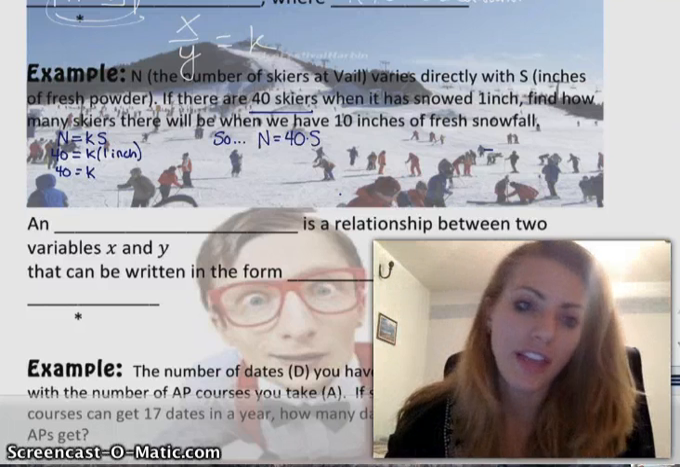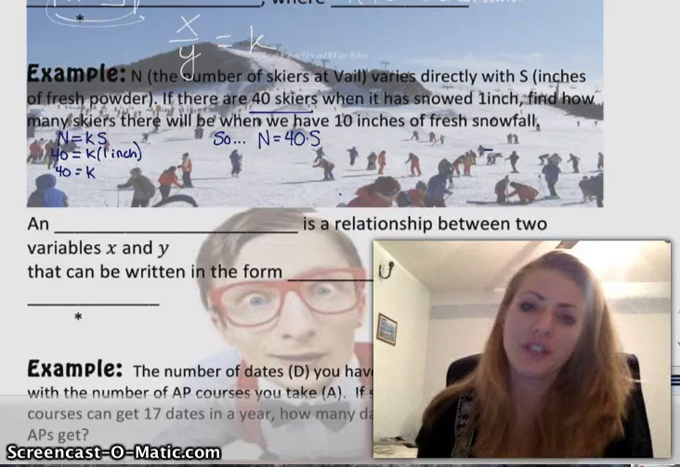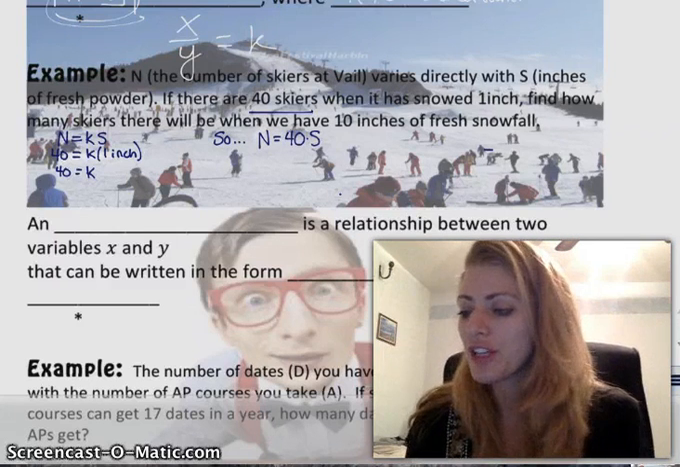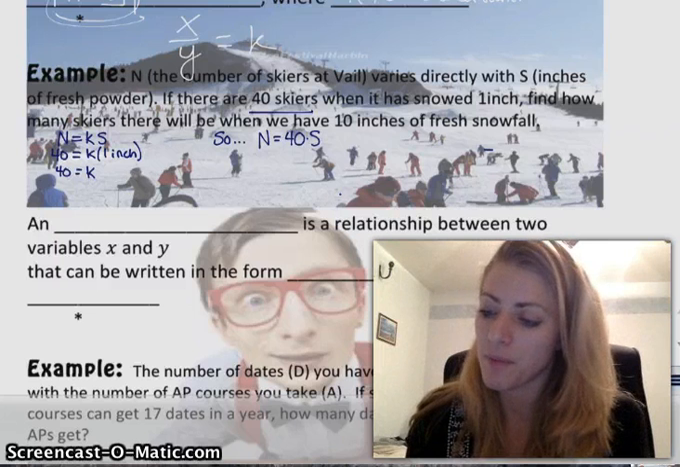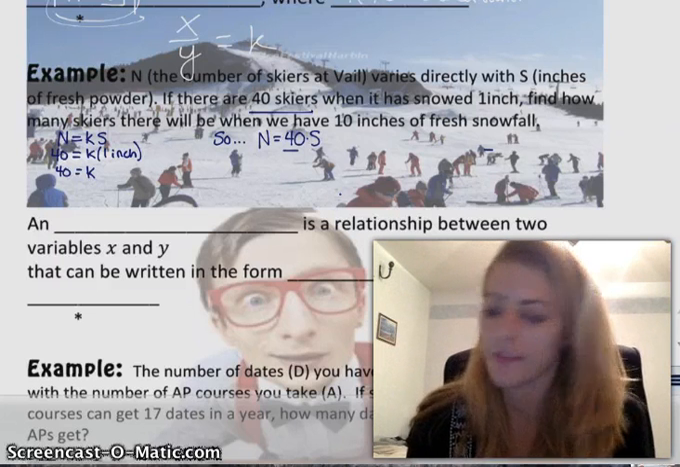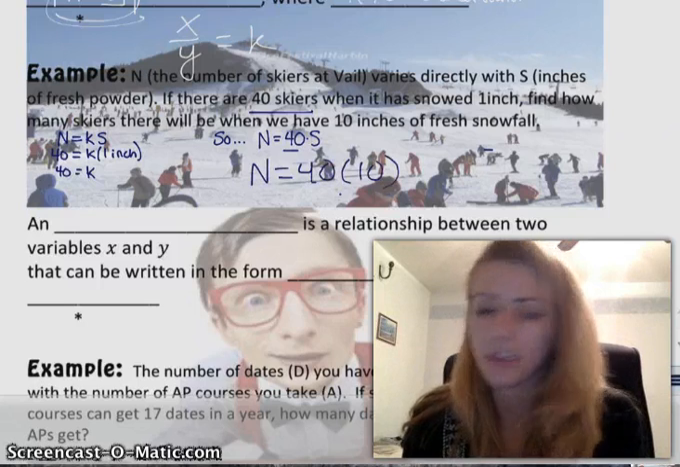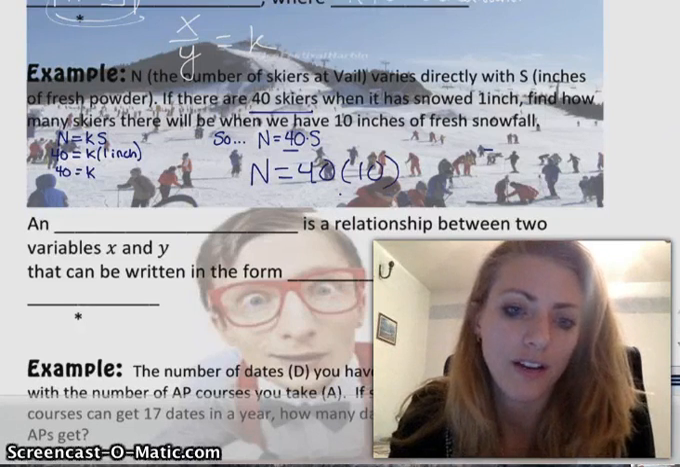So then the next question says, how many skiers do you expect when we have 10 inches of fresh snowfall? So now s is 10, but we already know what k is, so we just plug it in. We say n is equal to 40 times 10. We would expect 400 skiers.